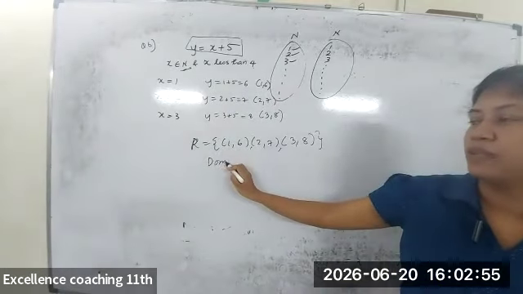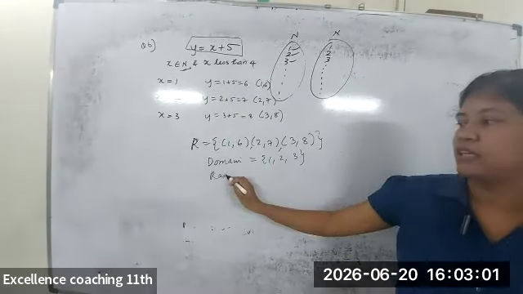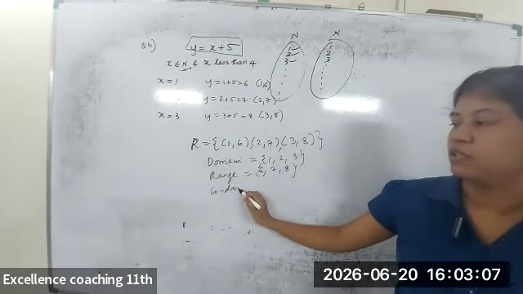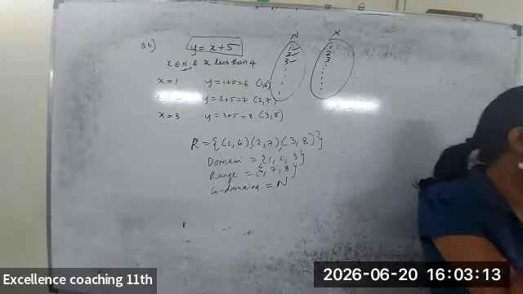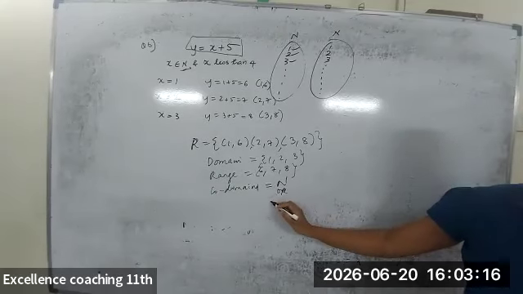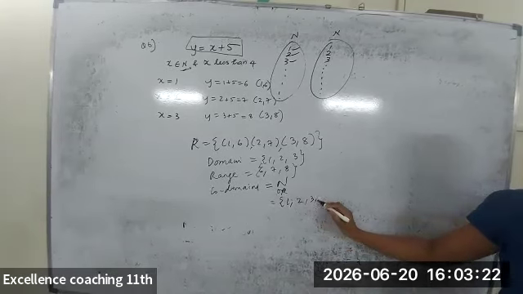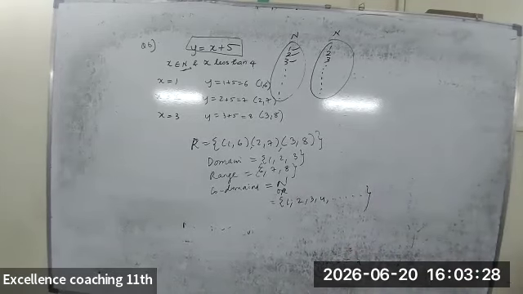So domain will be 1, 2 and 3. Range will be 6, 7 and 8. Write a codomain also and keep. Codomain, either you can write directly N. N is understood, natural numbers. Or you can write 1, 2, 3, like this. Both the ways you can write. N is the better choice. Just write N and keep. N is natural numbers, it is understood. So clear?